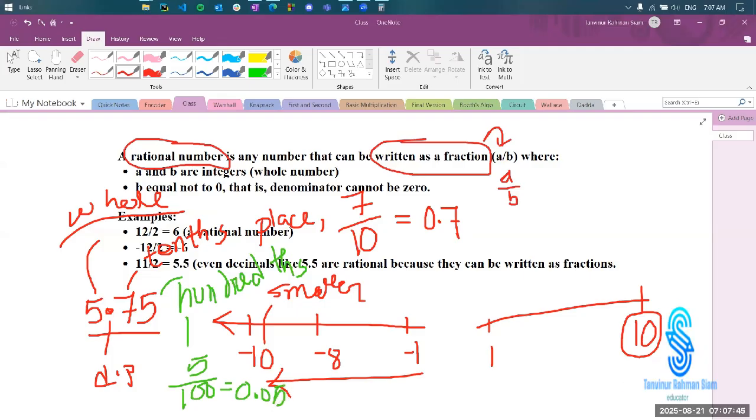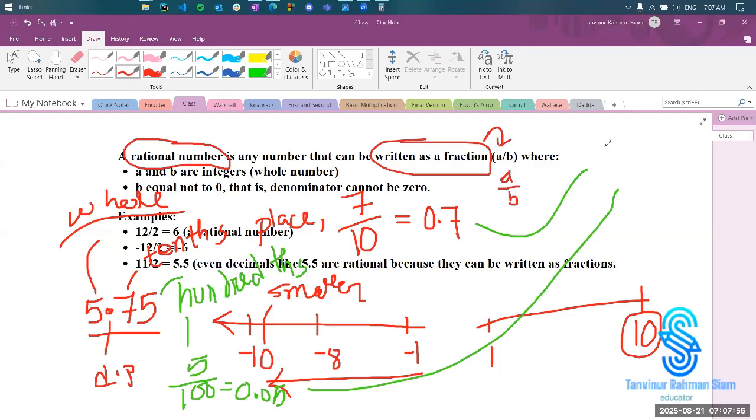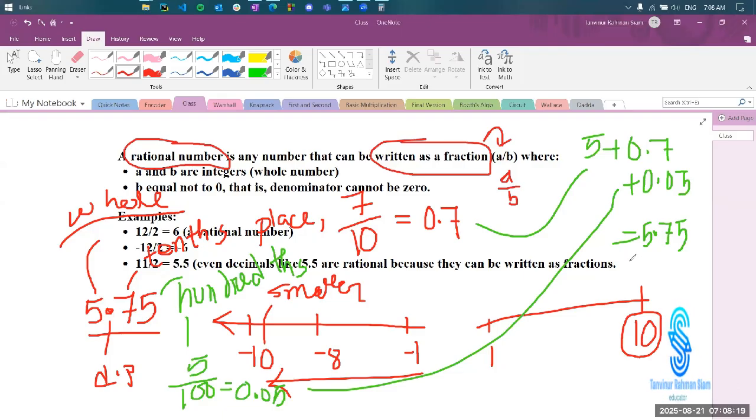Okay. So what does that mean? That means that if we take this particular value and this particular value, we are getting 5 plus 0.7 plus 0.05. That time we are getting 5.75. Got it? So that's the case. So it's good you know this particular thing.